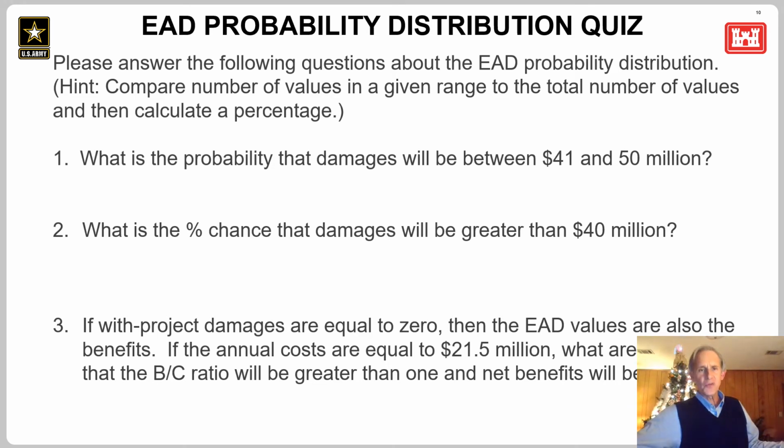So if someone was to say, what is the probability that damages will be between 41 and $50 million? How would you do that? What is the percent chance that damages will be greater than 40 million? If with-project damages are 0, then the EAD values are also the benefits. Now, you're usually never going to have a circumstance like that. There's always going to be with-project damages, but I'm just making this simple.